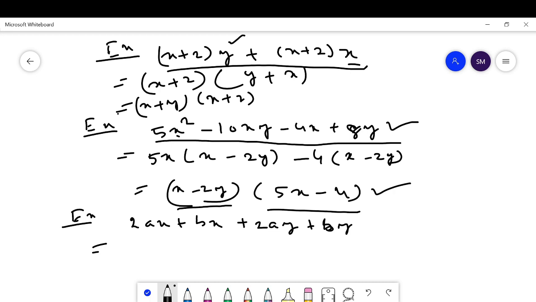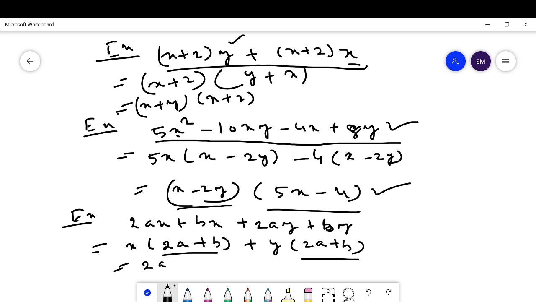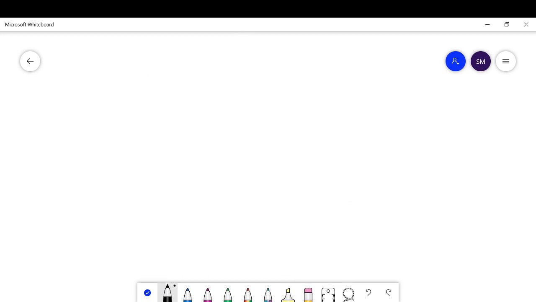Okay. Then look at these two terms. Here taking x common, here is 2a plus b. Here look at these two terms. Here you take common y, here 2a plus b. 2a plus b is the common term. Taking 2a plus b out, here x plus y. These algebraic expressions can be expressed in the form of 2a plus b into x plus y. This is the factorization of these algebraic expressions. Okay. Then solve another question.